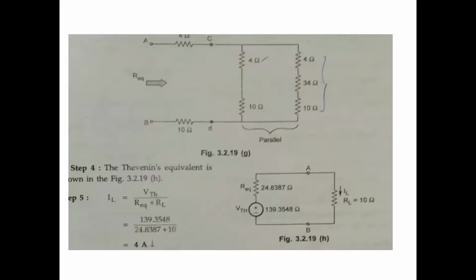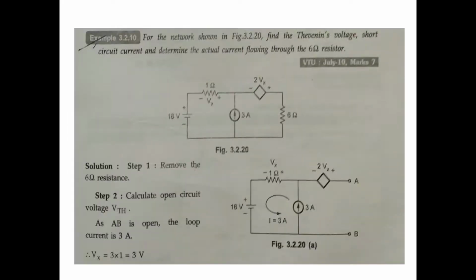Across RL you calculate the load current: VTH by R equivalent plus RL. What is VTH? 139.3548 divided by 24 plus 10. The answer is 4 amps. Okay, next problem.